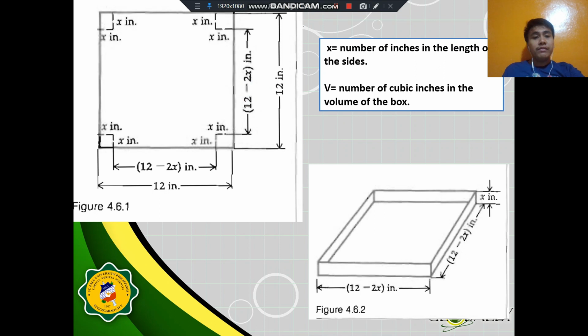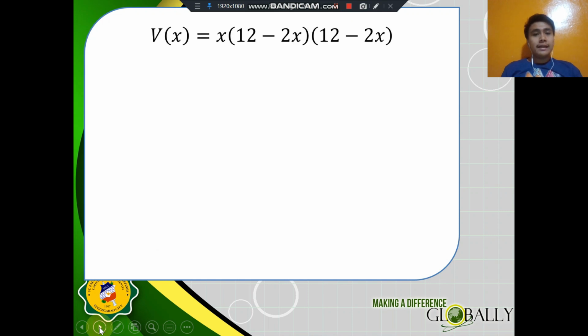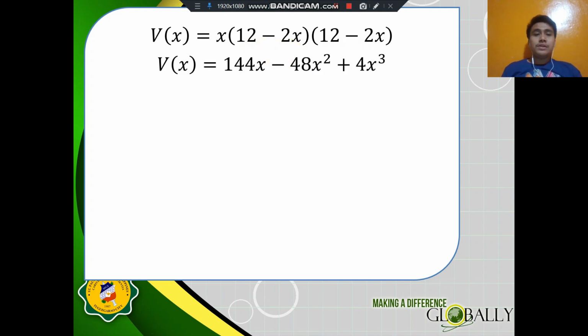So the volume of the box is the product of the three dimensions. V is a function of x, and we write it like this: V of x is equal to x times (12 minus 2x) times (12 minus 2x). By multiplying this out, we get V of x equals 144x minus 48x squared plus 4x cubed.